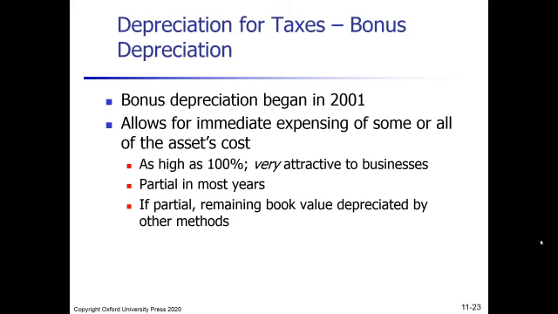Typically, however, the bonus depreciation is less than 100%. You only get to do a partial bonus depreciation. And so if you do have such a depreciation that is less than 100%, then you will have to use other methods. Specifically, with the current tax code in the United States, it would be the MACRS, which is the Modified Accelerated Cost Recovery System. And in this lecture, we will get into many details regarding that.